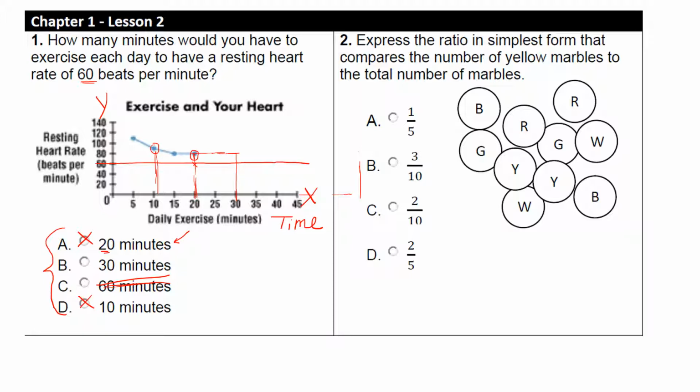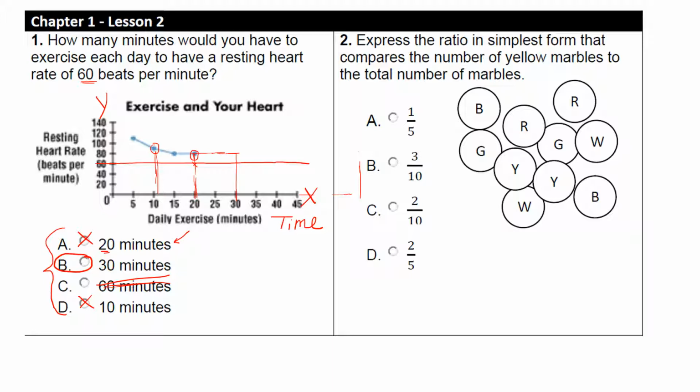So if you have difficulty guessing where this estimate would be, go through and plug in the answers that are provided for you, eliminate the ones that are clearly not correct. And in this case, we're going to go with 30 minutes, which is B, and that would be the correct answer. All right, question number two.